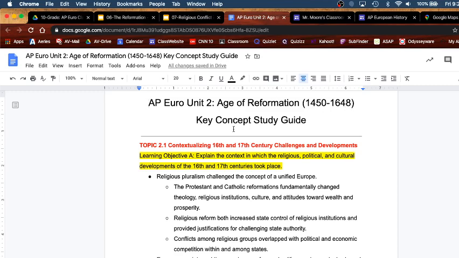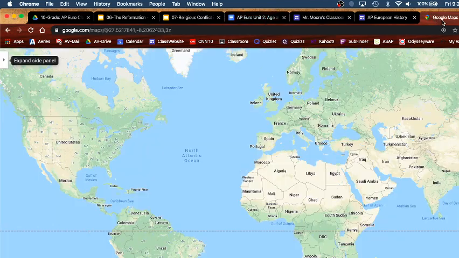I'm going to be using the Key Concepts Study Guide that was produced by the College Board. I'll be reading through it, making commentary on it, and of course bringing in some visual aids, hitting some geography, to try to put it into some context for you.